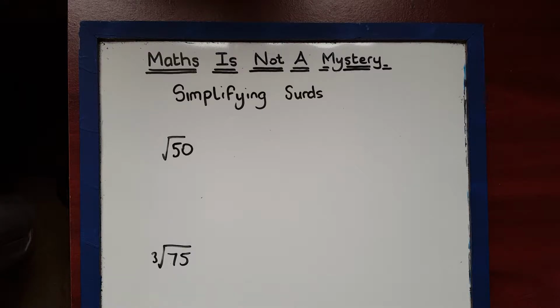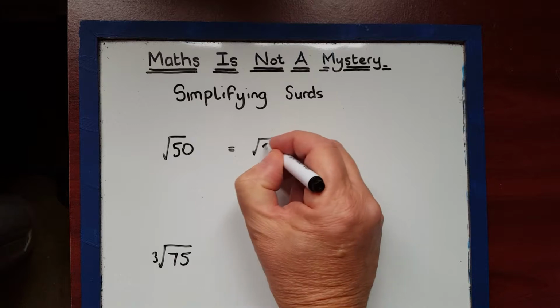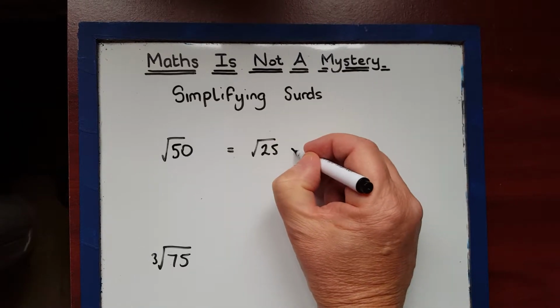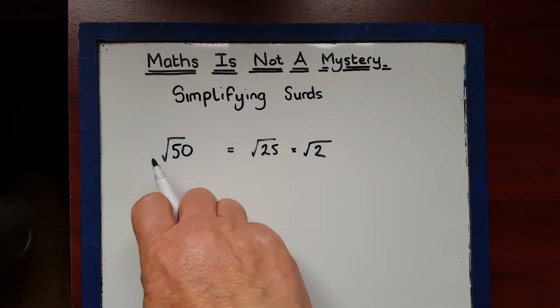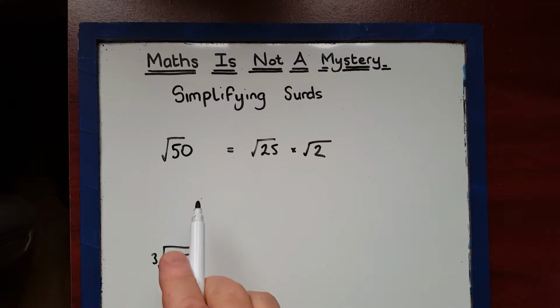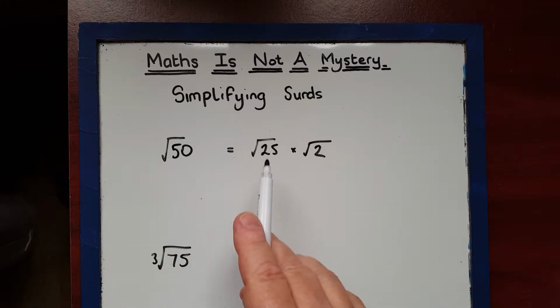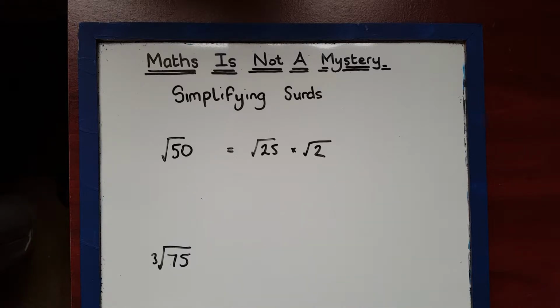Now, think about 50, and the factors of 50 that include a square number could be 25 and 2. So what we could change here is we could say that the square root of 50 is the same as the square root of 25 times the square root of 2. 25 times 2 still makes 50. It's still equal. Whatever the square root of 50 is must be the multiplication, the product, of the square root of 25 multiplied by the square root of 2.